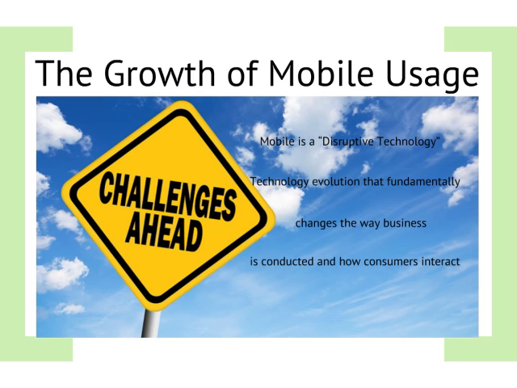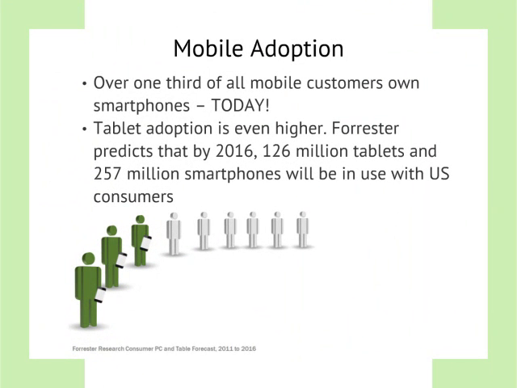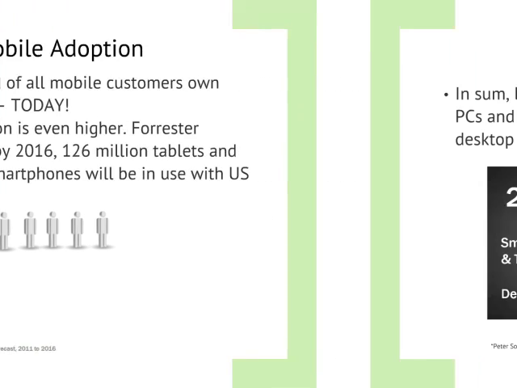Smartphone adoption is obviously high. At least one third of mobile consumers are smartphone users. Wired reports some demographics as high as 50%. However, right behind that is tablet adoption, which is exceeding that of smartphones. It is expected that by 2016 there will be 126 million tablet users and 257 million smartphone users in the US alone.